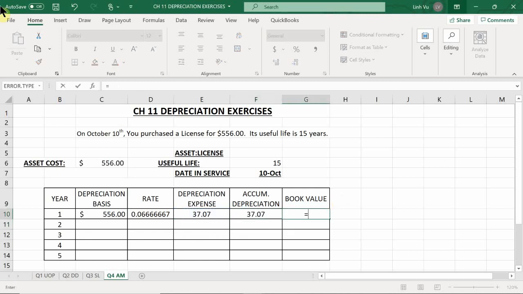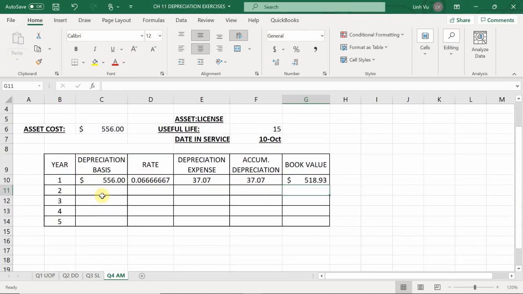So therefore our book value is going to be the 556 minus the 37.07, which gives you a total of $518.93. Okay. So as you can see, I'm not going to make you do all 10 years or all 15 years. So let's just go ahead and complete the next couple ones.